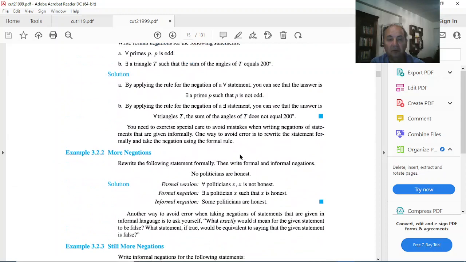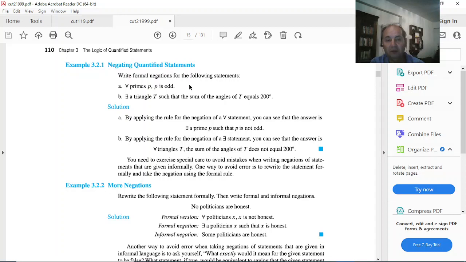This is a famous example. All primes P are odd. Of course, this is valid only for prime numbers greater than 2. And there exists a prime P such that P is not odd. Yeah, we do have it: 2. When you negate them, this is true, unfortunately, because there is a prime. If this is true, this is false. The negation: there exists a prime number P such that P is not odd, which is the number 2. So this is true and this is false. That's it.